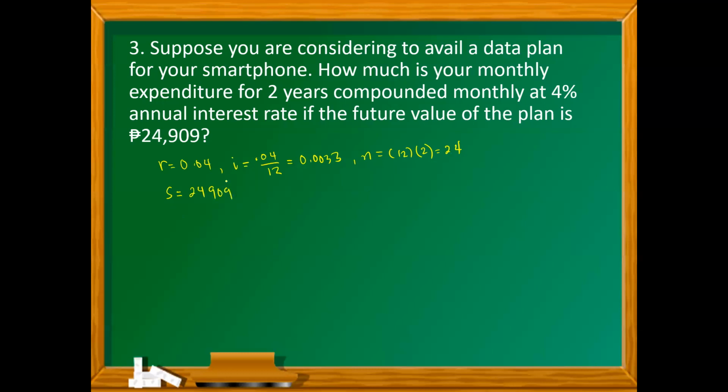Okay. And then again, substituting the given in the formula. So we have 24,909 equals R is missing, so let's represent that by R times the quantity 1 plus 0.0033 to the 24th power less 1 all over 0.0033. Okay. And then use your calculator.